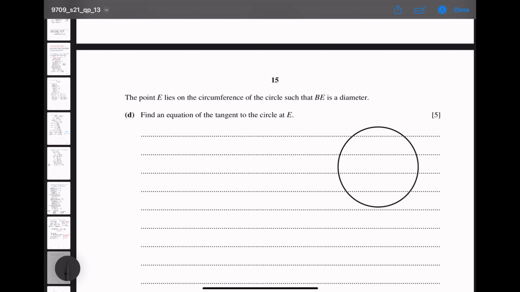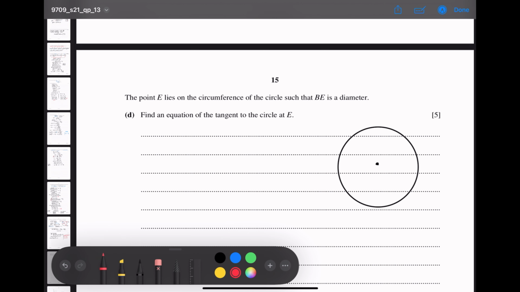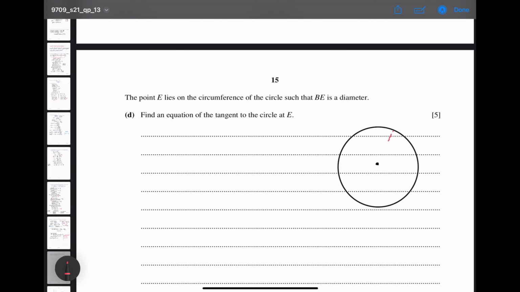BE is the diameter. This is the diameter of the circle BE. Coordinates of B are 3, 0. And this is the center of the circle, that is D, which is 2, 4. We have found that already.